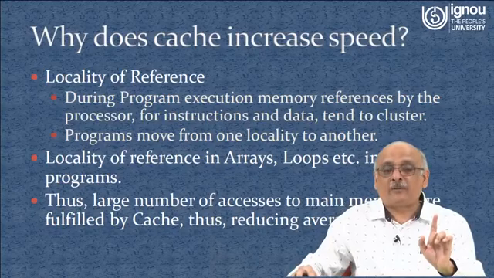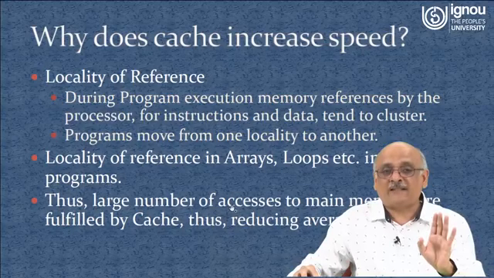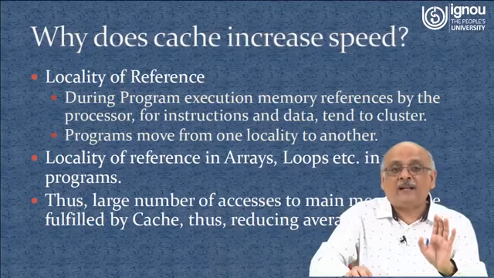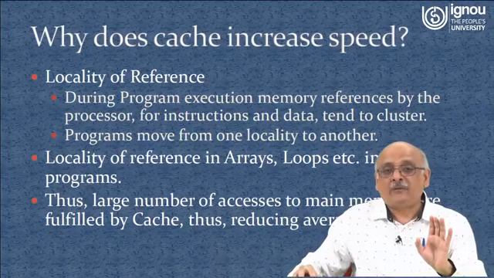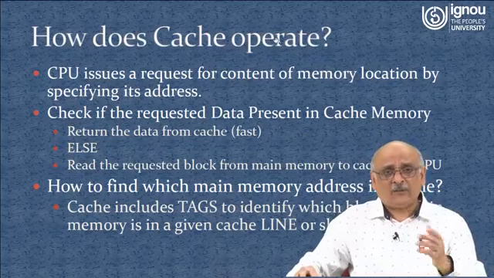Many of them are going to be fulfilled by main memory, and that content will be brought to cache, and then only it will be supplied to the CPU. So that's how overall, effectively, we are going to enhance the speed of access, in that sense reducing average access time. Okay, how does it operate?